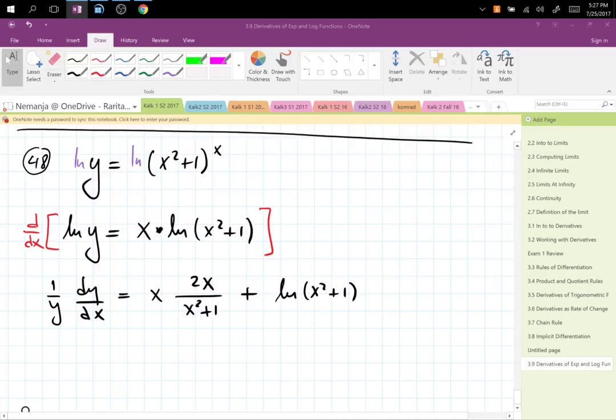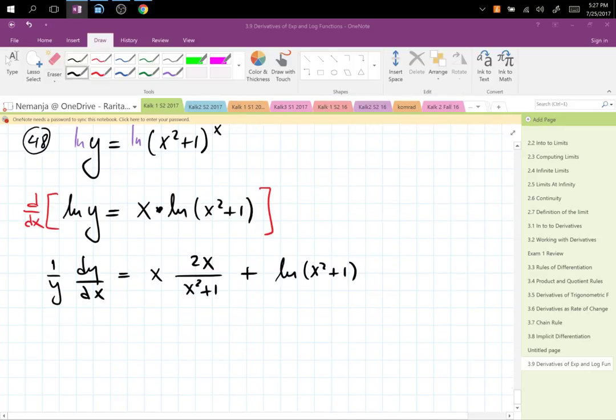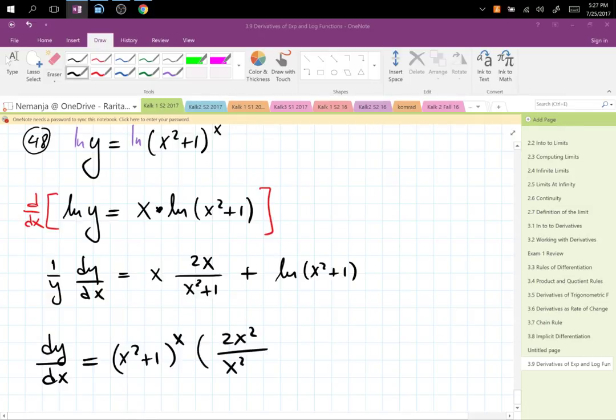So that was the product rule. And copy the function on the right hand side. This 1 over y goes as times y on the right, so that y is x squared plus 1 raised to the x times 2x over x squared plus 1 plus ln of x squared plus 1. And that's it.